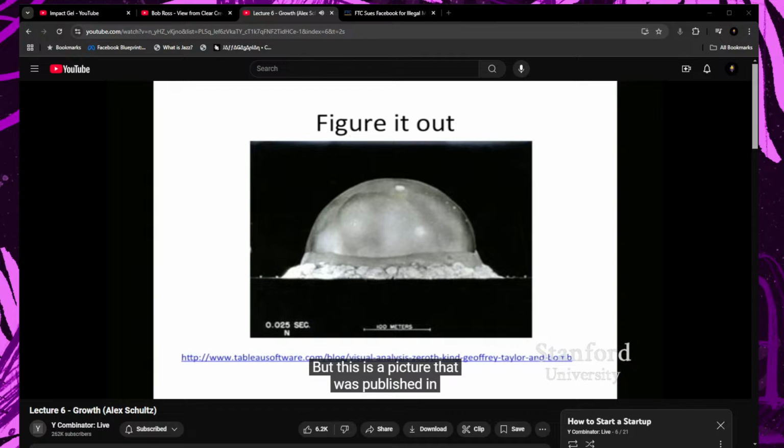But this is a picture that was published in Life magazine in 1950 of one of the Trinity nuclear bomb tests. And there's a guy, Jeffrey Taylor. Who's heard of Jeffrey Taylor? Awesome. Yes, someone's heard of him. Jeffrey Taylor was a British physicist who ended up actually winning the Nobel Prize, and he was able to figure out from looking at this picture what the power of the atomic bomb was, the US atomic bomb, and Russians were publishing similar pictures just using dimensional reasoning.